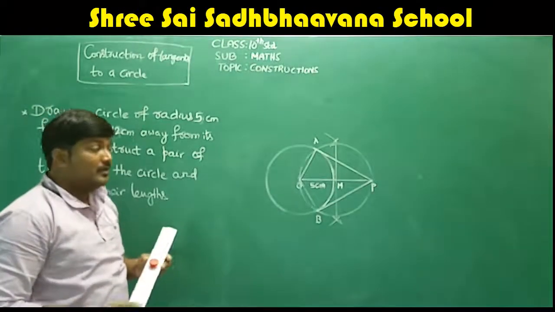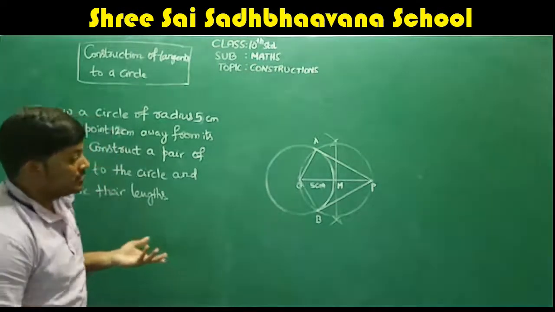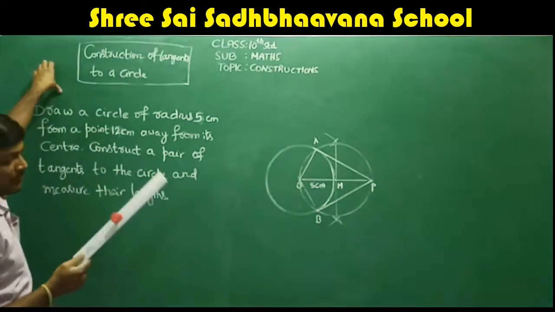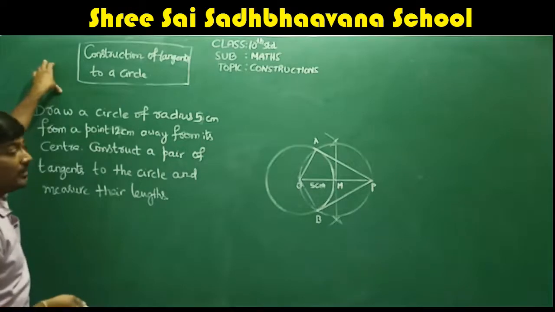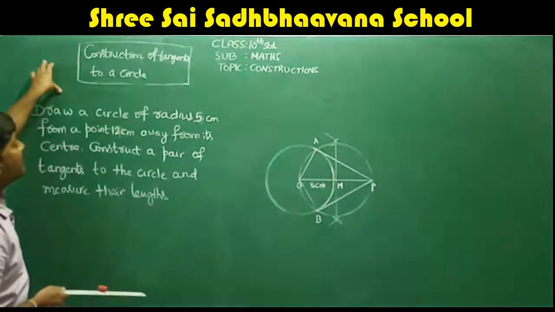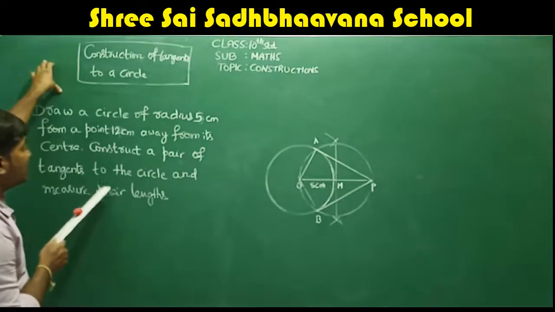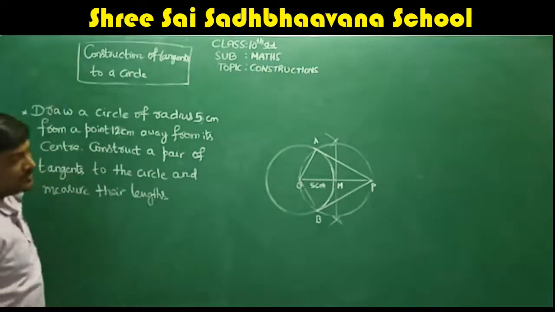See how simple it is. I'll just repeat this solution once again. Let me read the question. Draw a circle of radius 5 centimeters, from a point 12 centimeters away from its center. Construct a pair of tangents to the circle and measure their length.